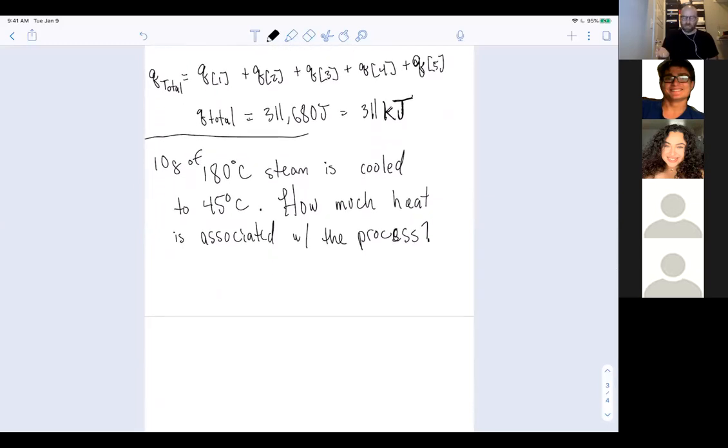But yeah, if you've got 10 grams of 180 degree steam and it's cooled to 45 degrees, how much heat is associated with the process? So is heat being released or consumed when I go from steam to 45 degrees? I guess it's pretty obvious that the temperature is going down, right? So if the temperature is moving down, we're obviously going to release heat. So this is an exothermic process.